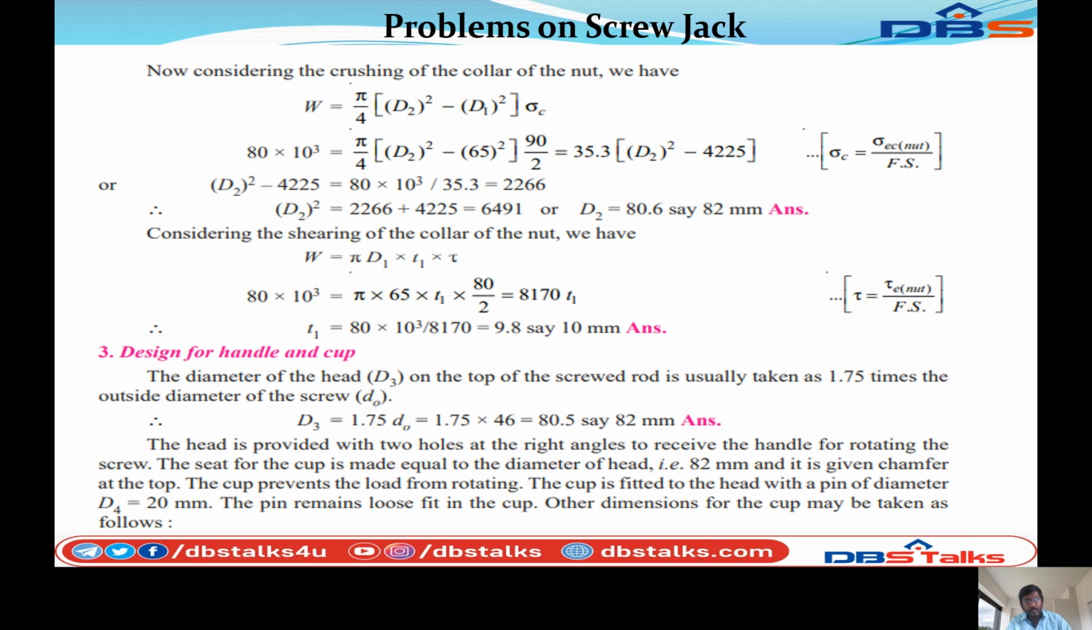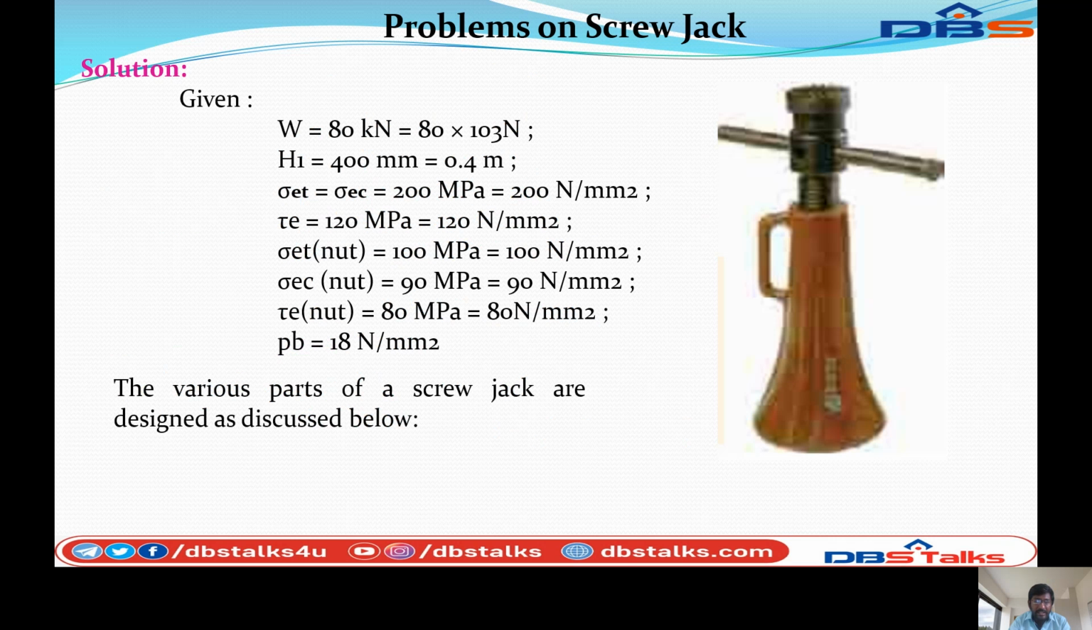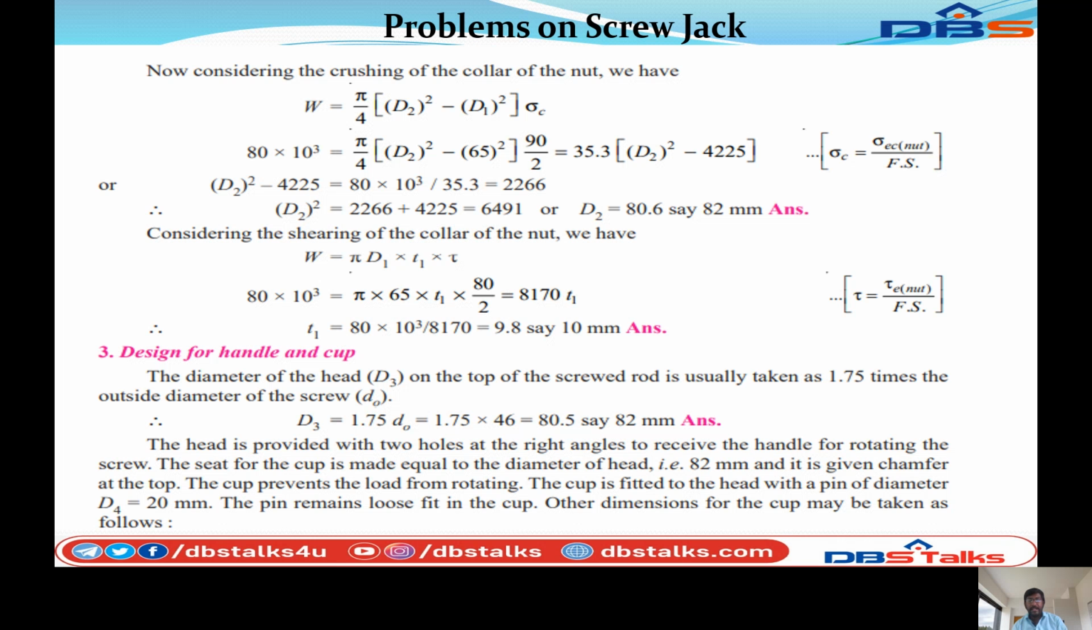Above, d1 is calculated, this d1 is 65 whole square, into sigma c. Since sigma c is equal to sigma ec of the nut by factor of safety, sigma ec nut is already given in the problem, 90 megapascals. So substituting the values, sigma c is equal to 90 by 2. So we can calculate that equals 35.3 into d2 square minus 4225, or d2 square minus 4225 is equal to 80 into 10 cube divided by 35.3.